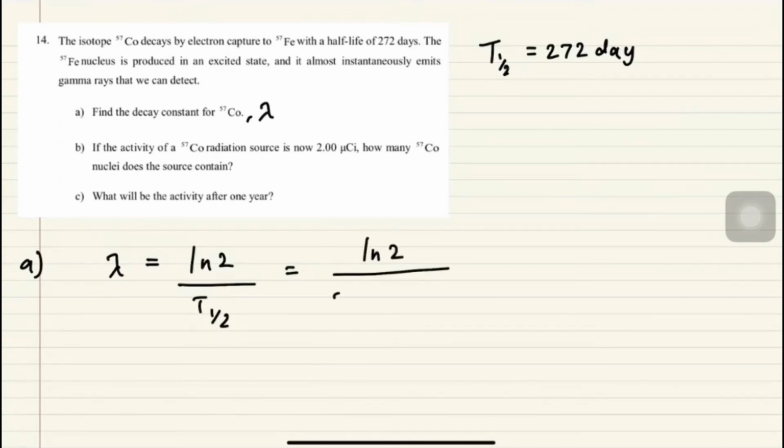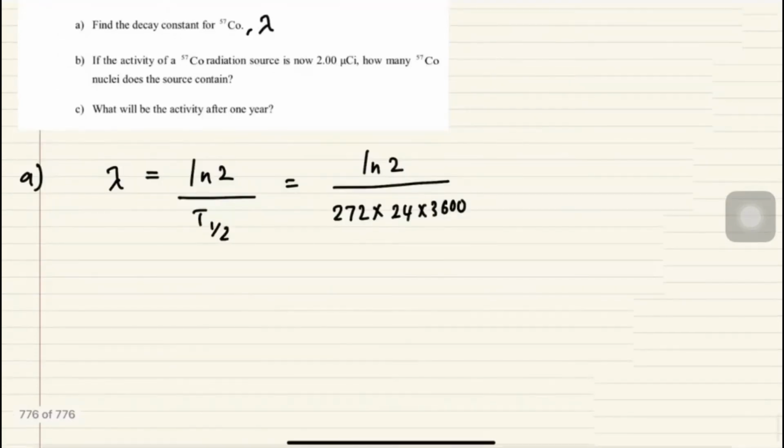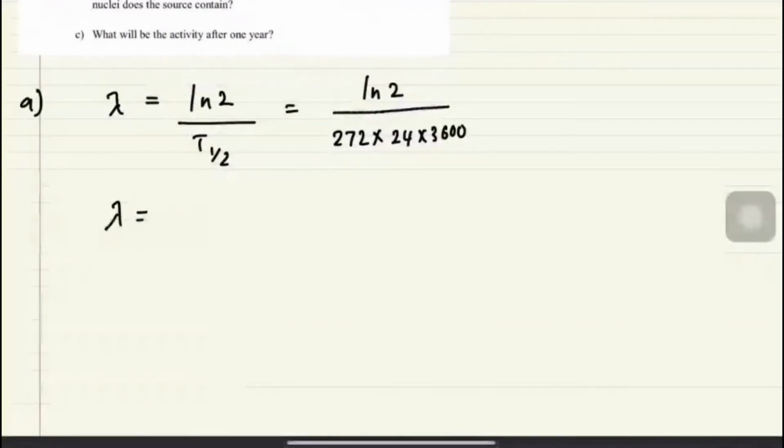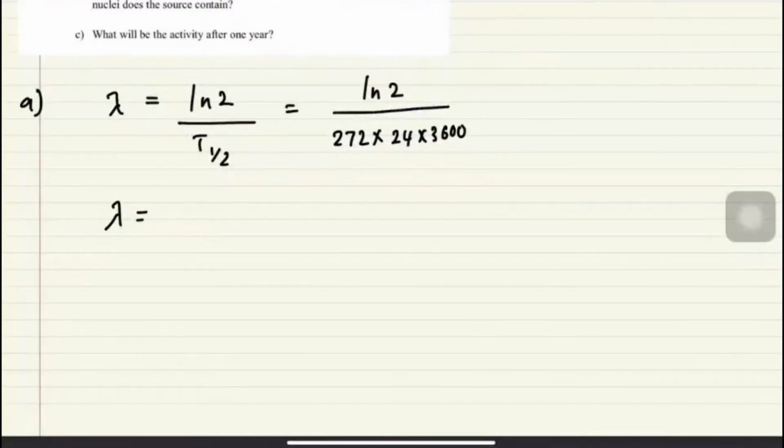T half dia adalah 272 days, right? So you have to convert to hours and then minutes and second. So my lambda here is equals to 2.95 negative 8 berapa? Second. 2.95. Okay. 2.95 exponent negative 8 per second. Okay, very good. 2.95 times 10 negative 8. Okay, the unit will be per second.